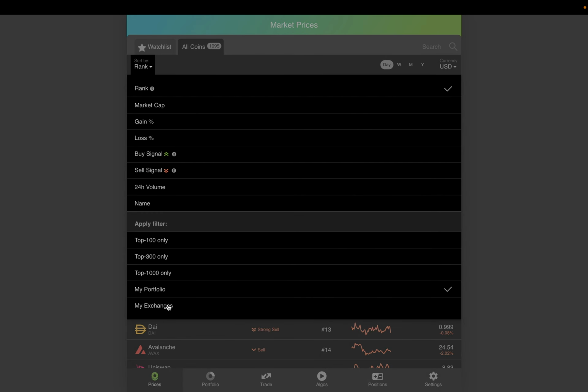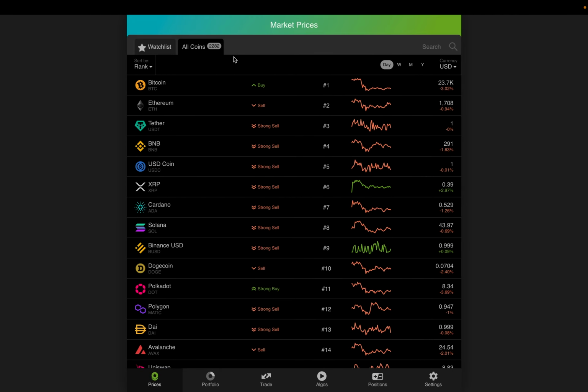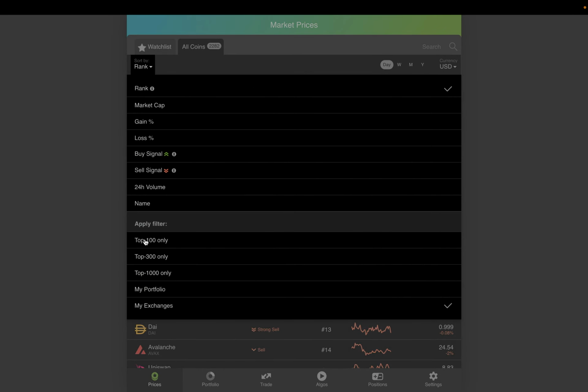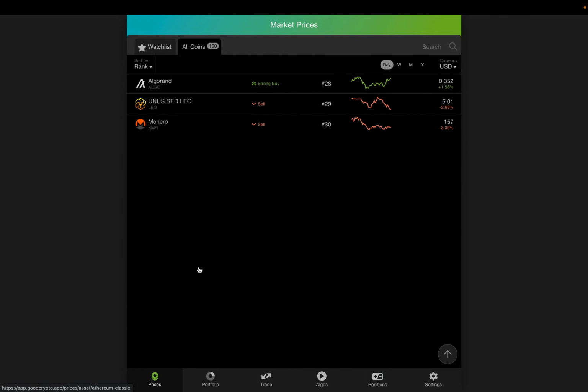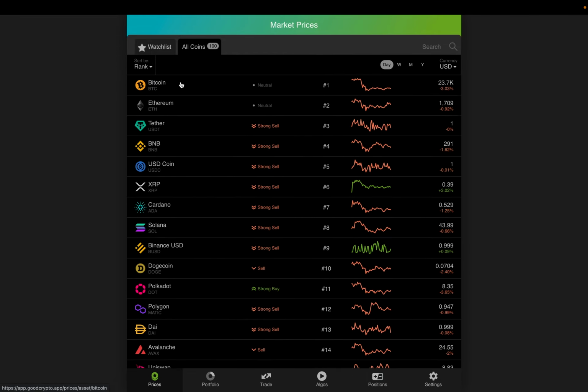Or alternatively, there is a filter called my exchanges. They're not mutually exclusive, so I have to turn off my portfolio. My exchanges means that here will be shown only the coins that are traded on one of the exchanges that I have connected to GoodCrypto with the API key. So you see that out of the universe of 7,000 coins, 2,300 are traded on the exchanges that I've connected. Okay, and then there was this filter, which meant only the first 100 coins, and that had been quite enough till recently.